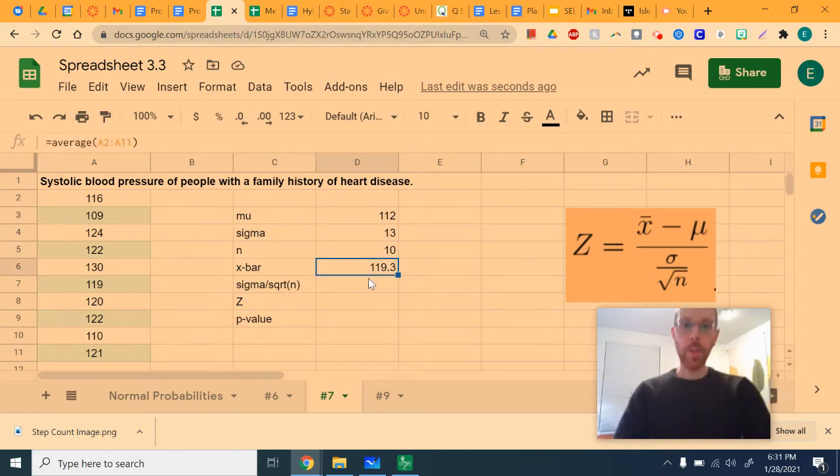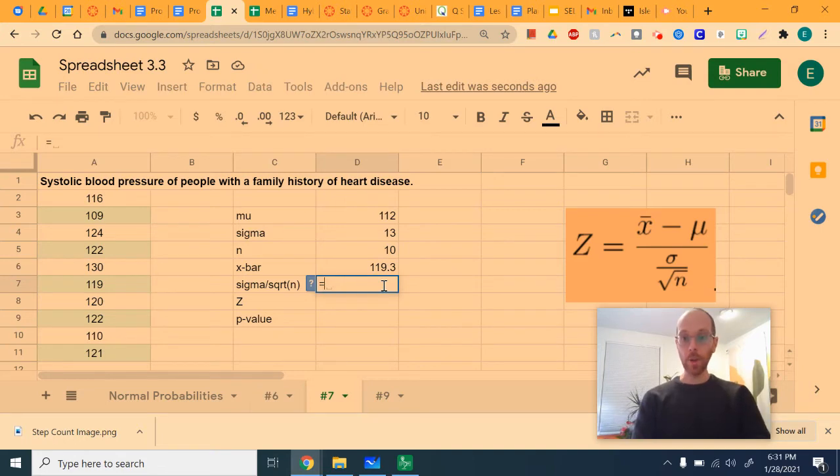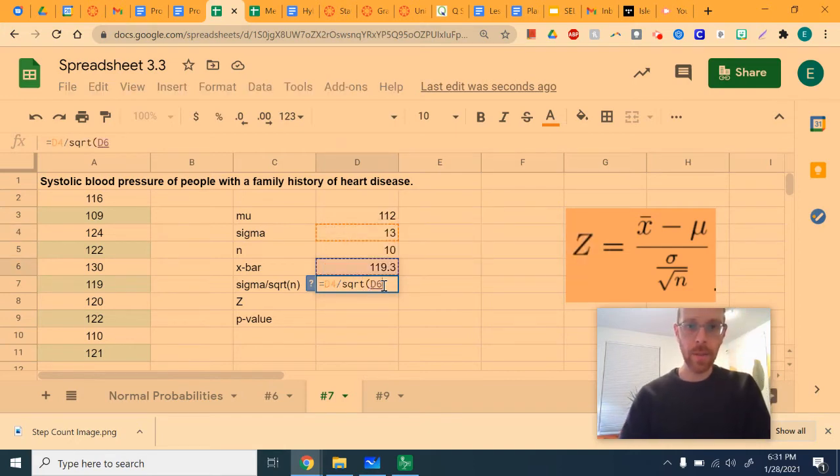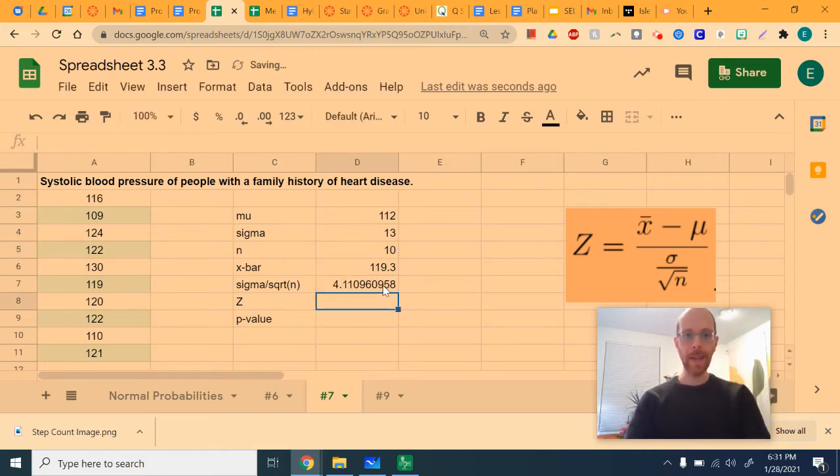Okay, so we now need to plug stuff into this formula. Look at the denominator. That's sigma divided by square root of n. I've found that it's easiest if you go and calculate that. And you do that by taking the value of sigma, which is in D4, and dividing it by, you type in SQRT, that's the square root function, of the sample size, which is in D5, hit enter. So there's our denominator for this expression.